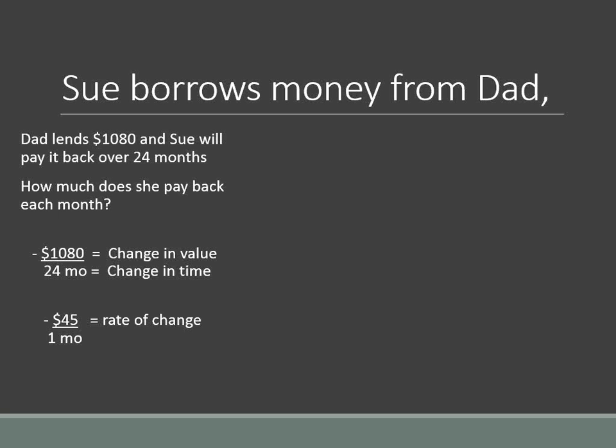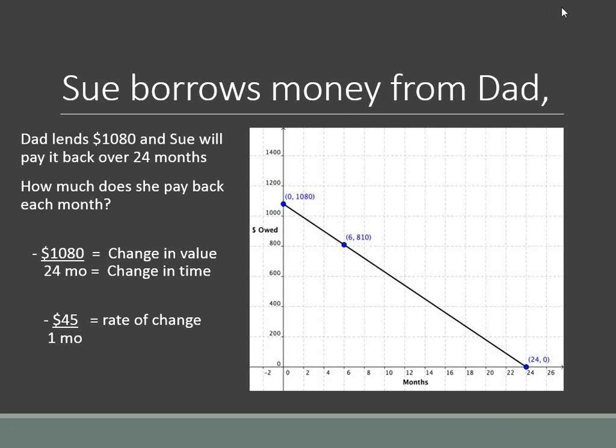That's excellent. But if we relate this back to a graph, we went ahead and graphed the value of how much she owes to her dad, starting at 0 months when she first borrows the money at $1,080 and going down to $0 at the end of 24 months. But if we look at her rate of change here, in 6 months she's paid off $270, but that took her 6 months in order to do that.